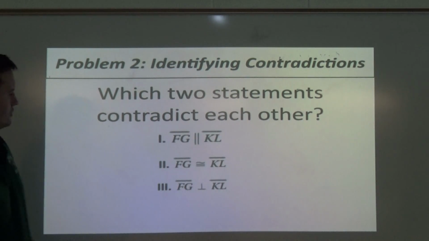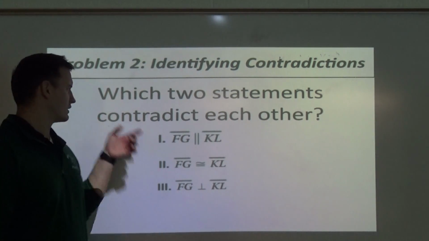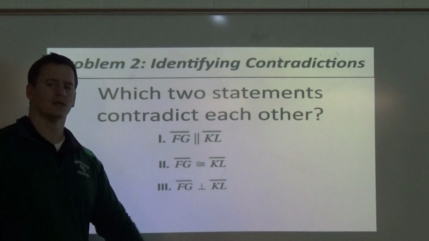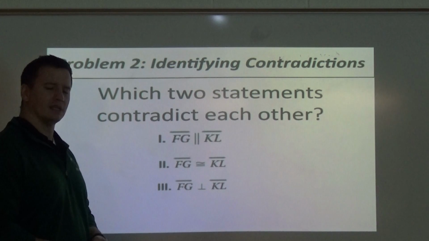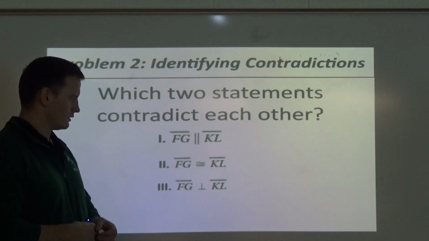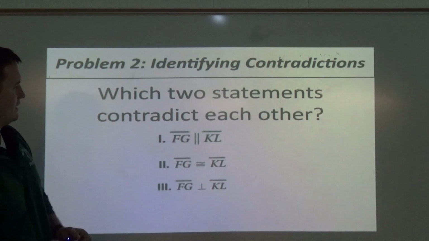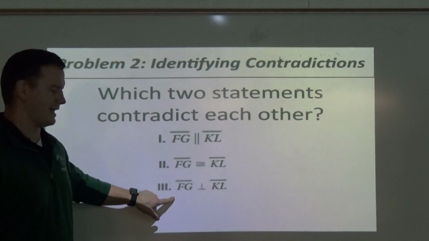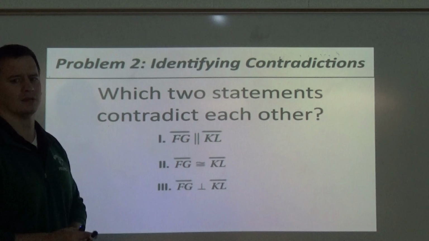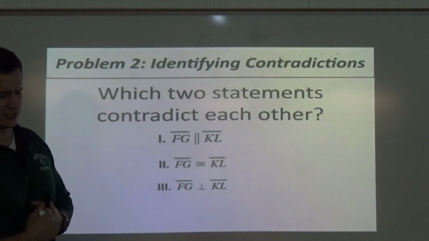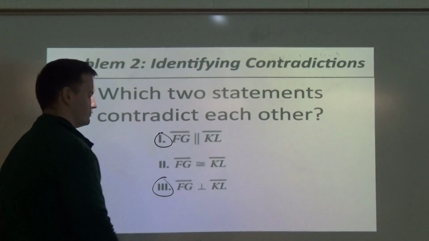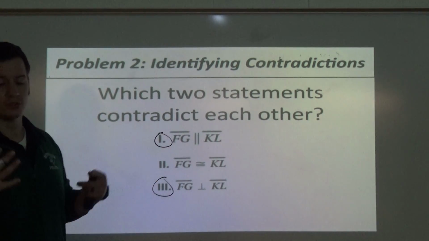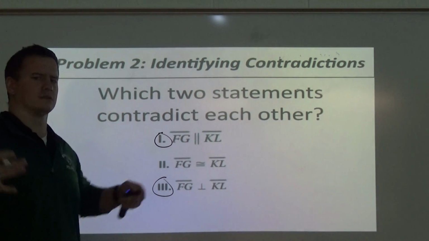FG is parallel to KL. FG is congruent to KL. Can that be possible? Can you have 2 congruent segments that are also parallel? Yes. Okay, FG is perpendicular to KL. So when we look at this, can 2 lines be parallel and perpendicular at the same time? No, that's a contradiction. So we are going to circle 1 and 3. Those 2 things cannot simultaneously be true.